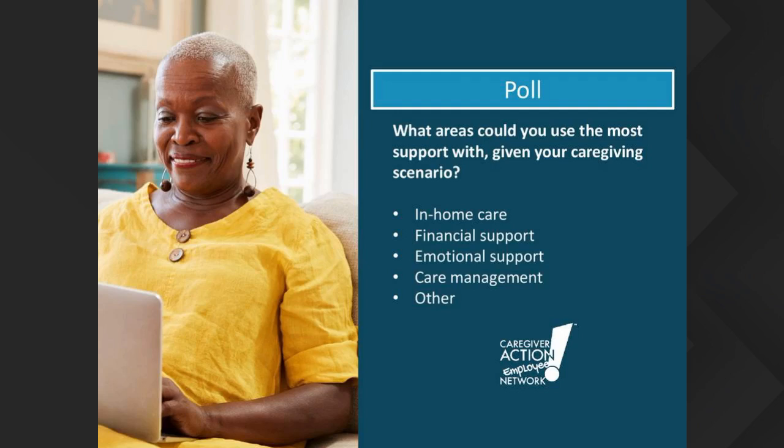So your options are in-home care. This can mean additional in-home support for nursing care or help with housekeeping-like tasks, things like that. Financial support, so things like programs that can help defer costs of certain medications. Emotional support, finding a support group that you can attend in person or connect with virtually. Care management, if you're your loved one's primary caregiver, you may need additional supports in working with the other members of your loved one's care team.